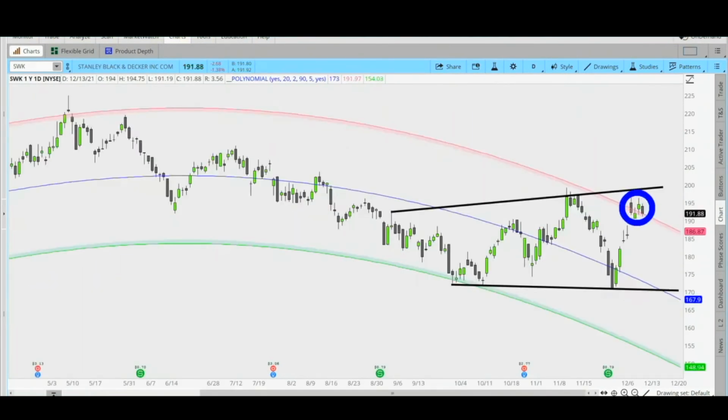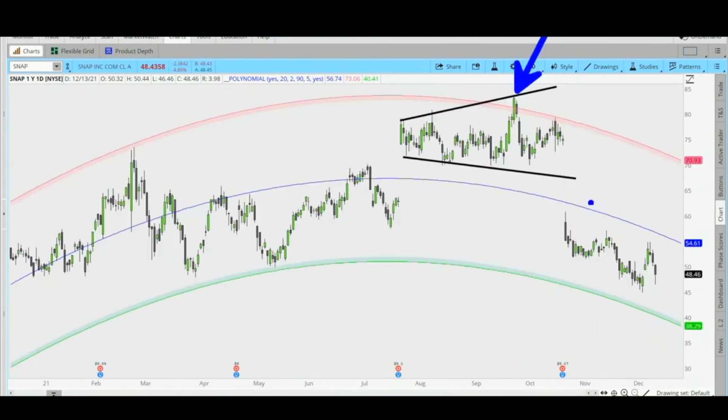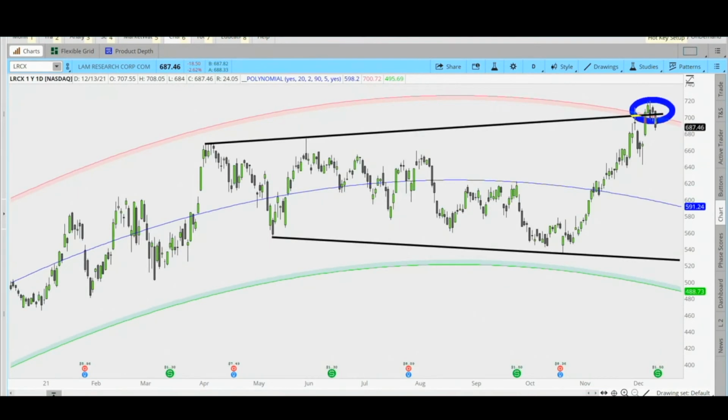Broadening pattern up against resistance, perfect trade to sell off. Broadening pattern up against resistance, and it quickly sold off. Here's a really big broadening pattern up against resistance, perfect place to sell off. Because it's so wide, it gives you big profits on big moves.